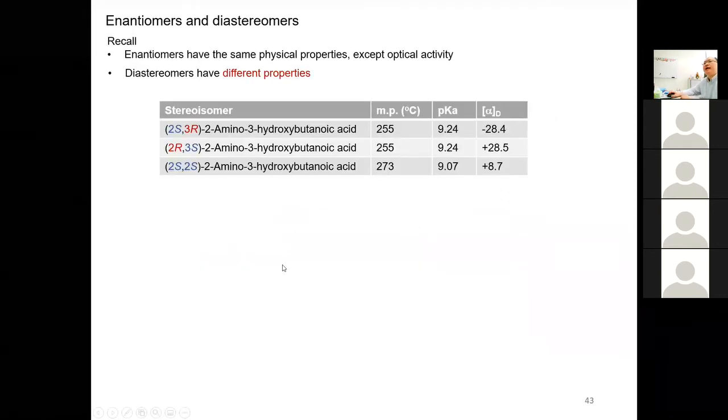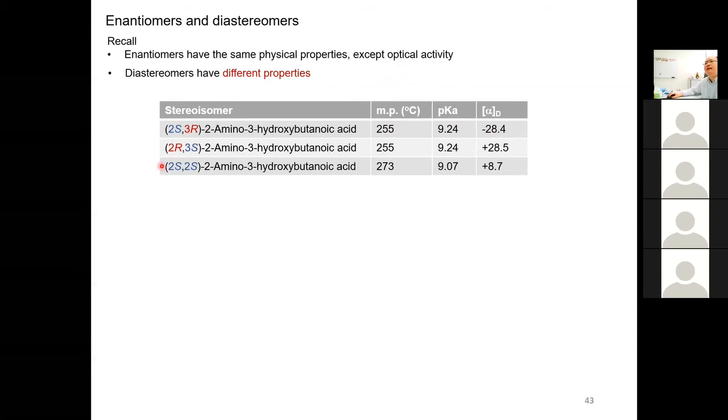Keep that in mind. We just talked about how enantiomers have the same physical properties except optical activity. For diastereomers, they have totally different properties. If we look at these 3 compounds' properties here, we have a 2S, 3R, and a 2R, 3S. So these are enantiomers, right? Enantiomers have the same physical properties, same melting point, same pKa, and exactly opposite specific rotation, because that's the optical activity. That's the only physical property in which enantiomers differ.